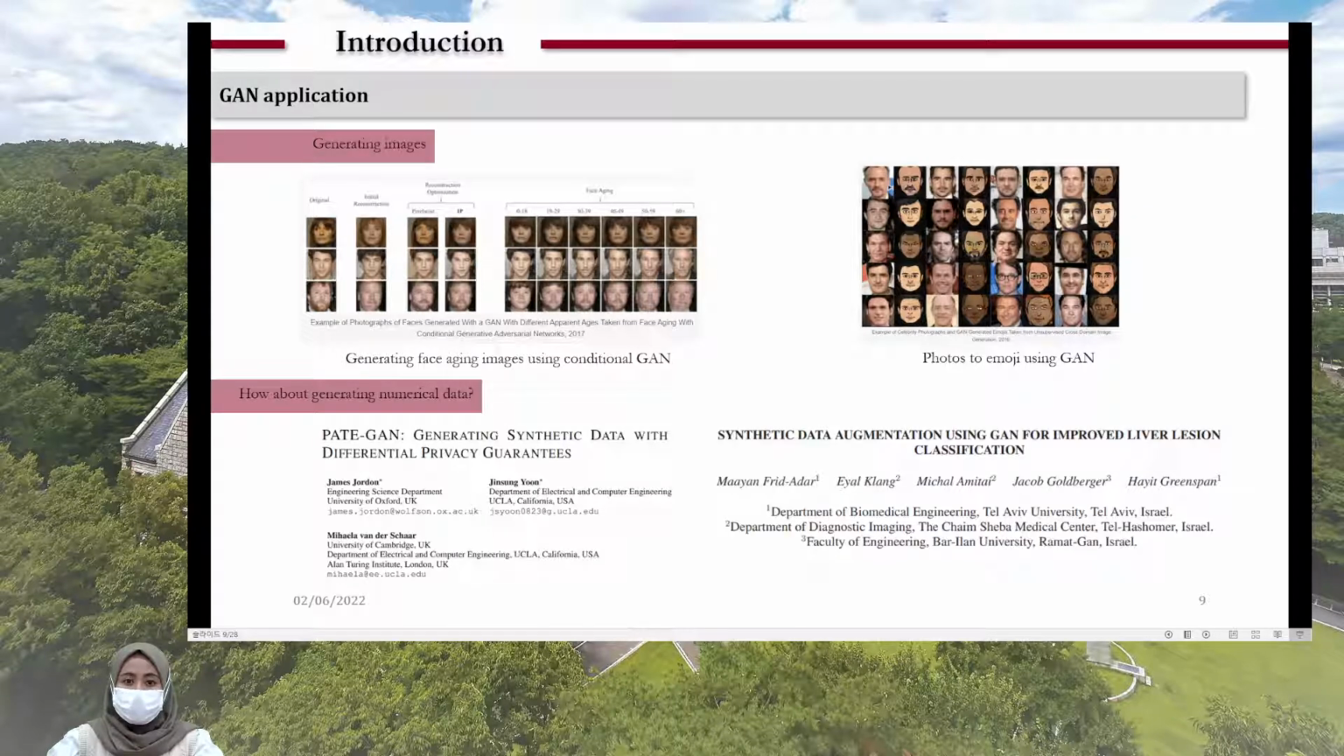On the other side, GAN also has the potential to generate numerical data. For example, here there are two studies where they generated synthetic data for cases where there is a limitation to obtaining that kind of data in the real world.